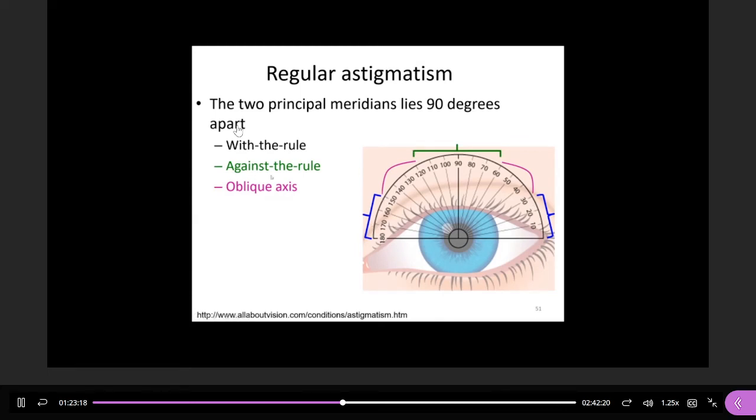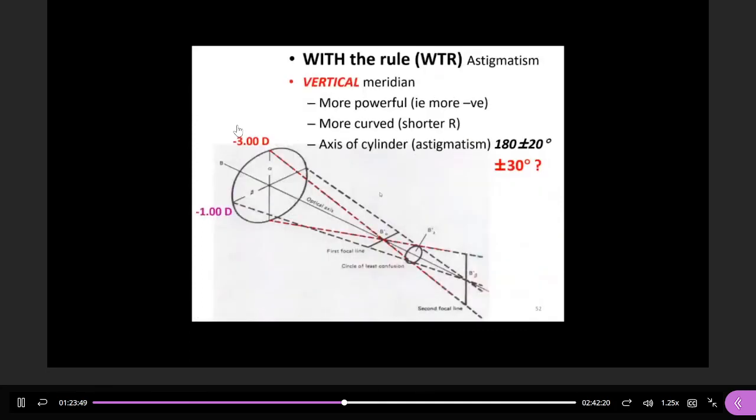Against the rule, which is green, like here, is 60 to 90 and 90 to 120. Against the rule, making your sum up, because our students like against. So against everything is good, so we sum up, and this is easy for you to remember. Between them, from 30 to 60 and 120 to 150, we call the oblique axis.